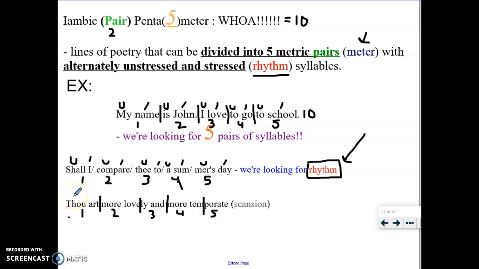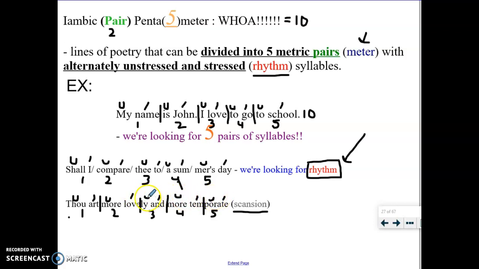Next, we want to find the rhythm. Thou art more lovely and more temperate. So remember, a Shakespearean iambic pentameter sonnet is always going to have that rhythm, unstressed followed by stressed. What we've done here by adding these syllable marks is we've actually done what is called scansion. So scansion is labeling and diagramming the rhythm and the meter, and in particular, these stressed and unstressed syllable marks.